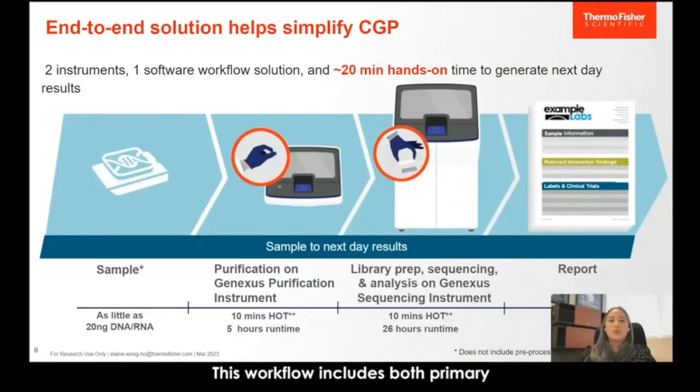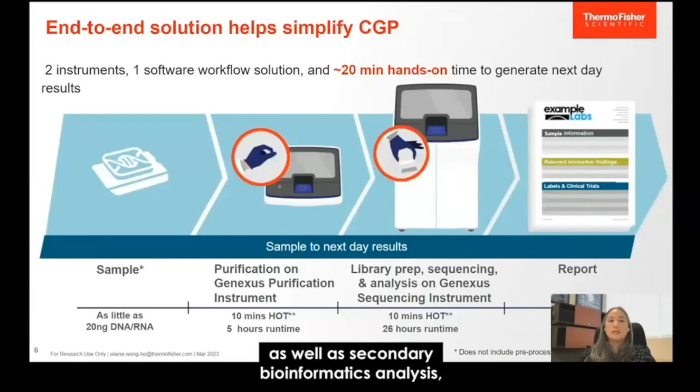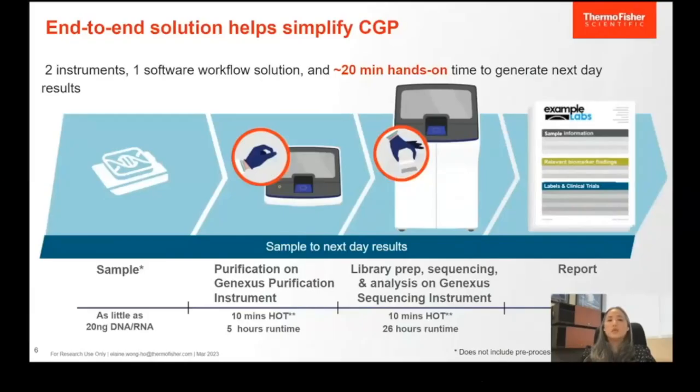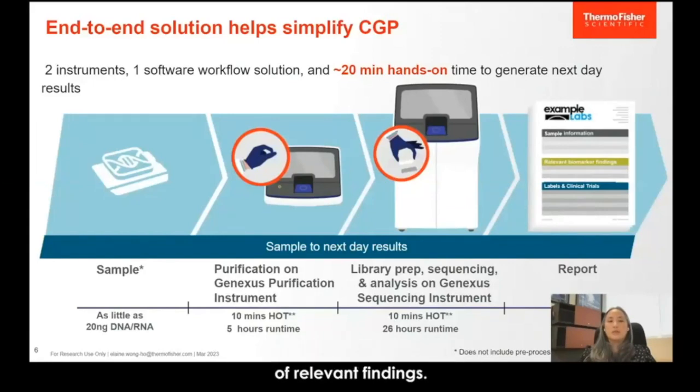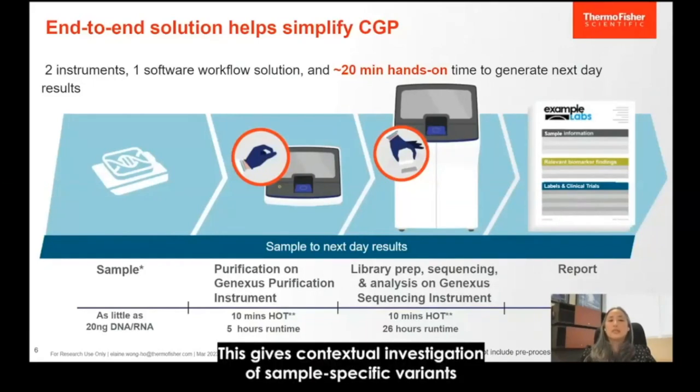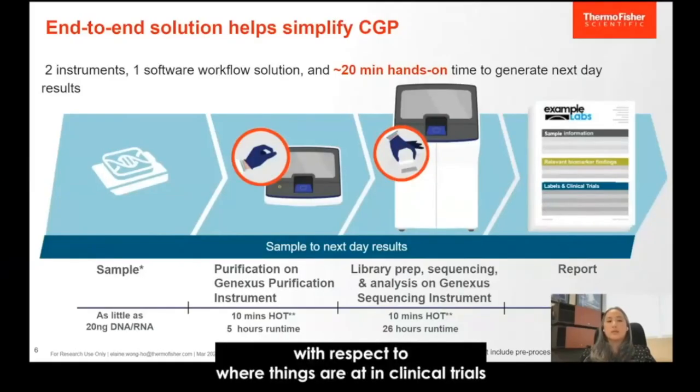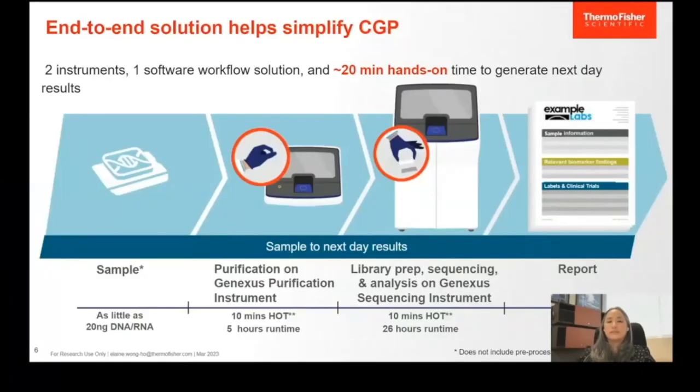This workflow includes both primary as well as secondary bioinformatics analysis and goes all the way through to reporting for interpretation of relevant findings. This gives contextual investigation of sample-specific variants with respect to where things are at in clinical trials and peer-reviewed literature.